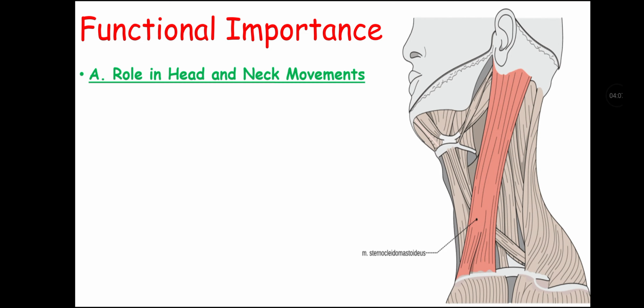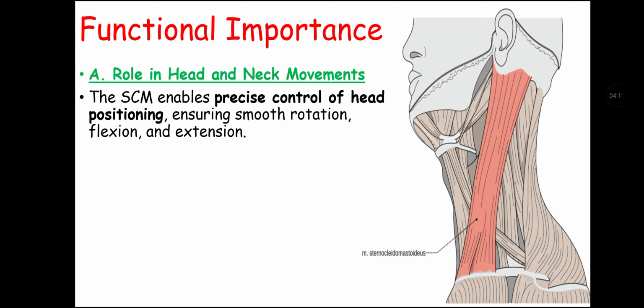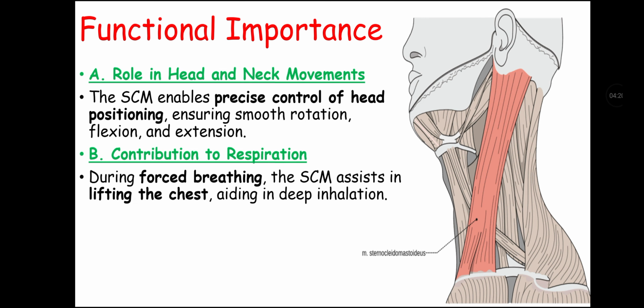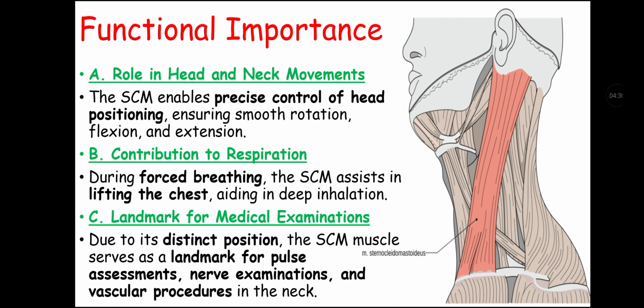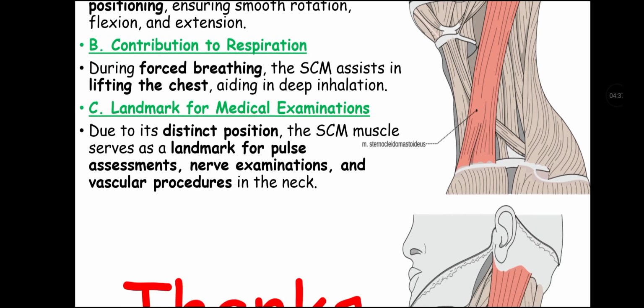Further talking about its functional importance, it has a role in head and neck movements. The sternocleidomastoid muscle enables precise control of head positioning, ensuring smooth rotation, flexion and extension. Then it also contributes to respiration, as during forced breathing, the sternocleidomastoid muscle assists in lifting the chest, aiding in deep inhalation. The third functional importance is as a landmark for medical examination, as due to its distinct position, the sternocleidomastoid muscle serves as a landmark for pulse assessment, nerve examination and vascular procedures in the neck.